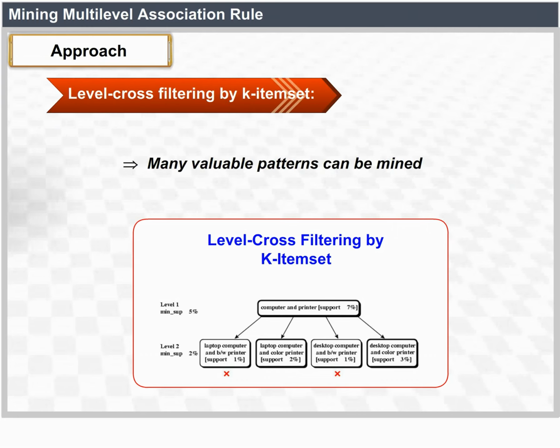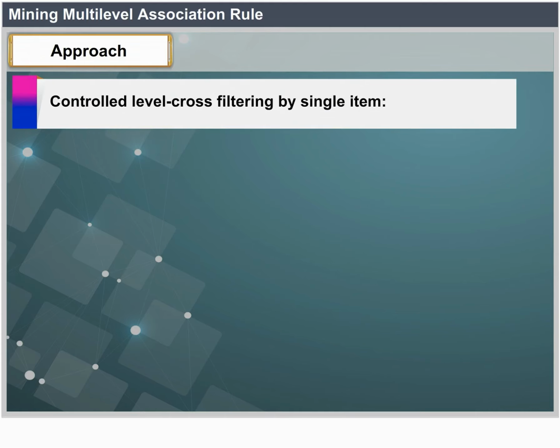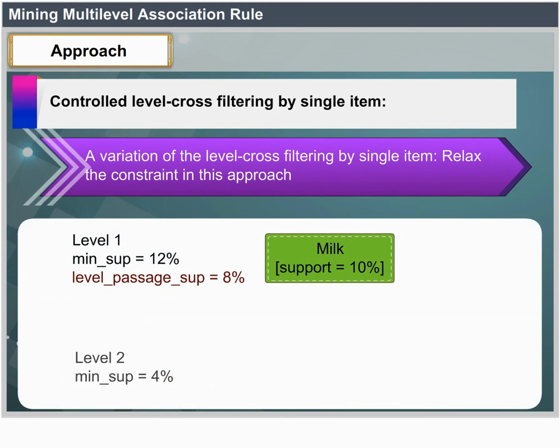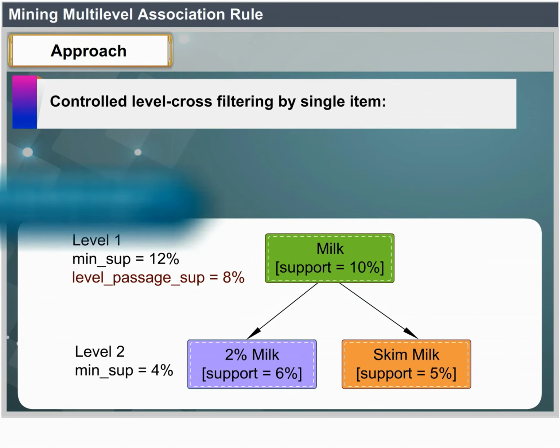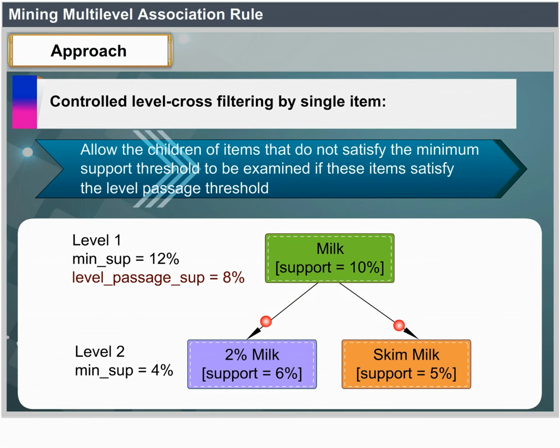Controlled level-cross-filtering by single item: a variation of level-cross-filtering by single item that relaxes the constraint in this approach. Allow the children of items that do not satisfy the minimum support threshold to be examined if these items satisfy the level passage threshold. Level passage support.